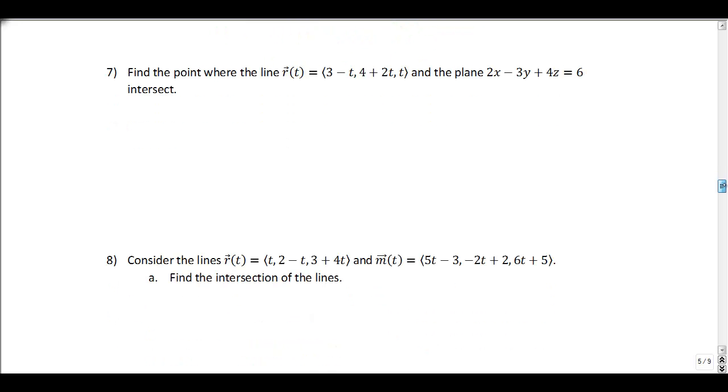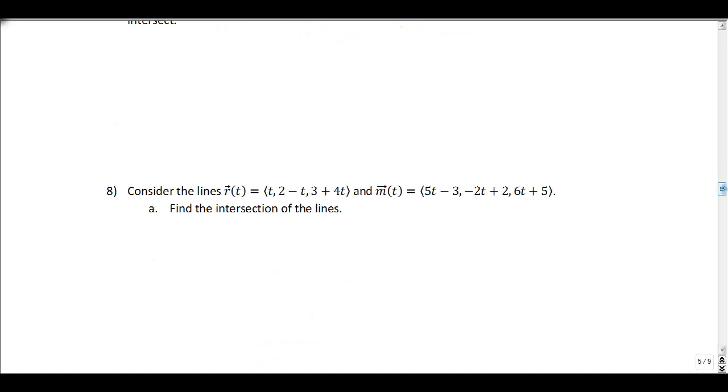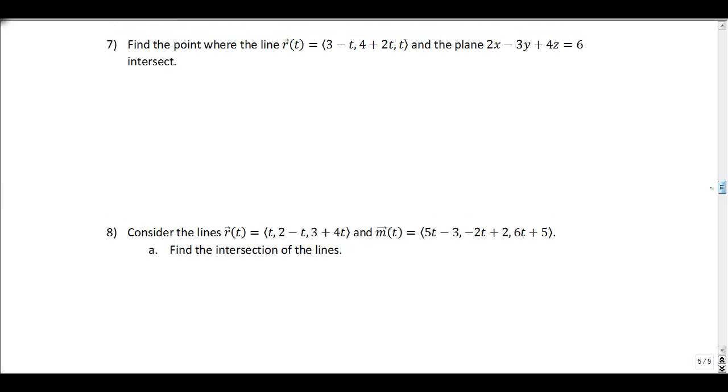Next one. Find the point where the line r of t is (3 minus t, 4 plus 2t, t) and the plane 2x minus 3y plus 4z equals 6 intersect. So our strategy here is we're just going to plug in 3 minus t as x, 4 plus 2t as y, t as z into the plane equation. We can solve for t then, and then plug that t back into our line, and that should give us our point.